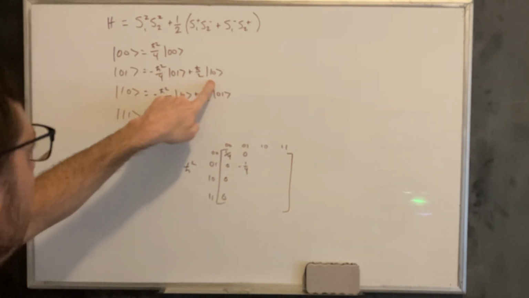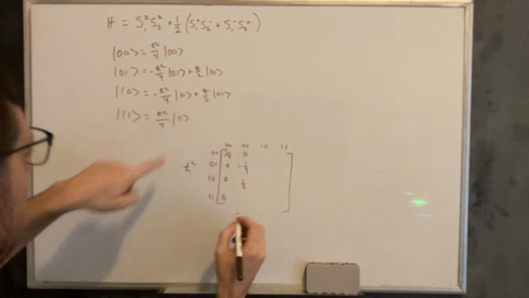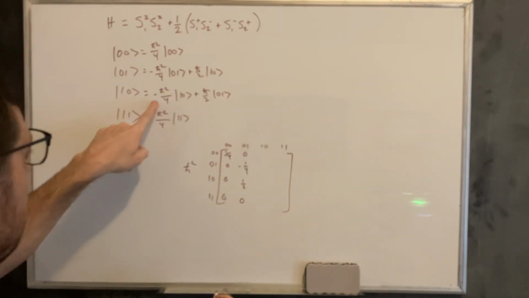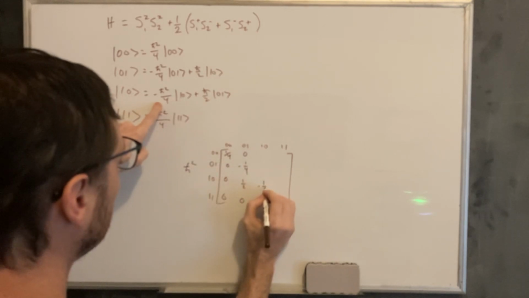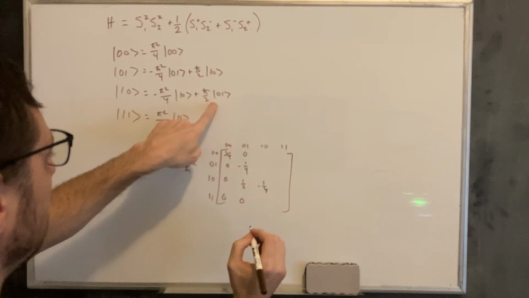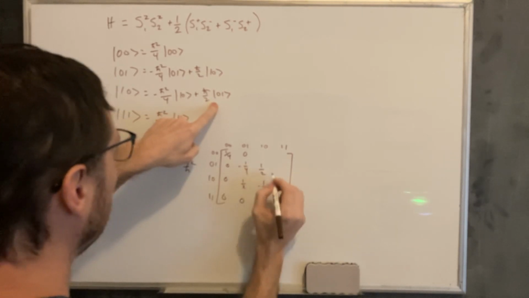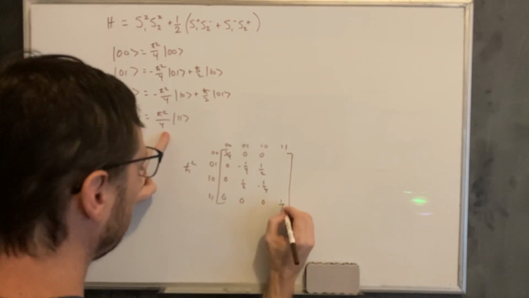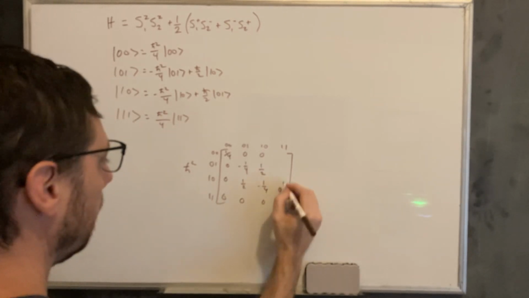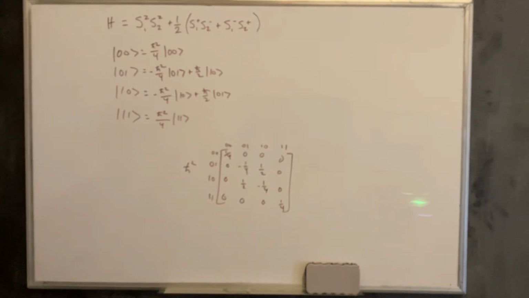Then we have a match here for 1, 0, positive 1/2. And then nothing else. For this one here, we have negative 1/4 at the 1, 0. We have positive 1/2 at the 0, 1. And zeros for the rest. And lastly, we have 1/4 positive. All right, so that's our matrix for our two-spin system right there.